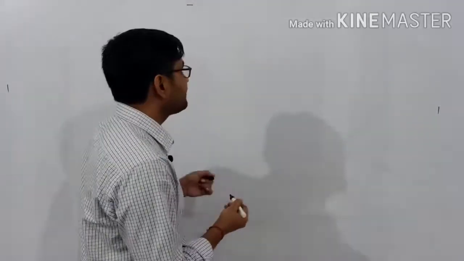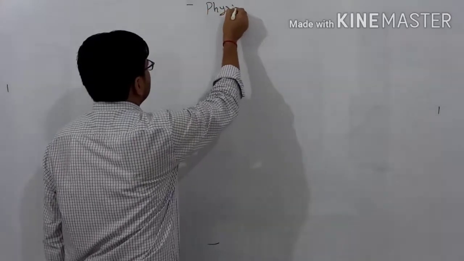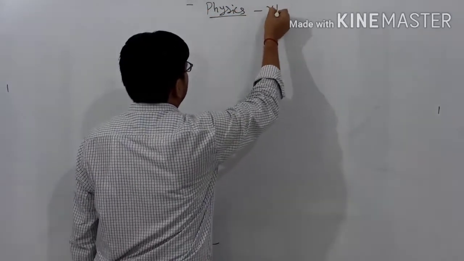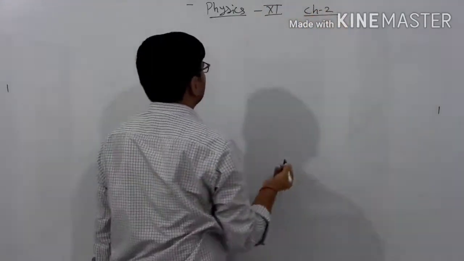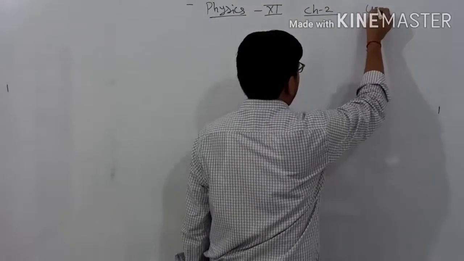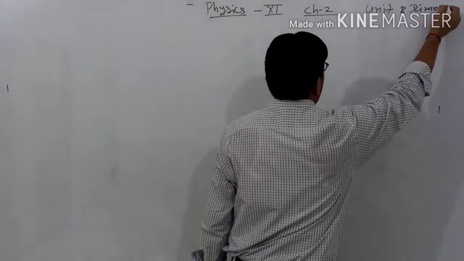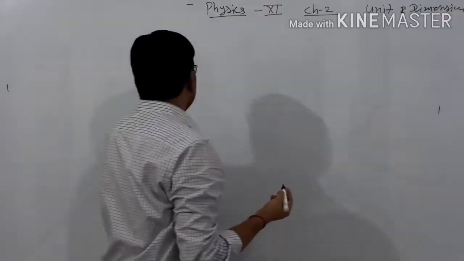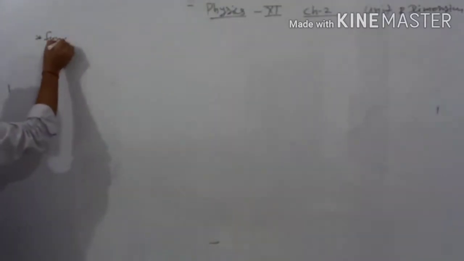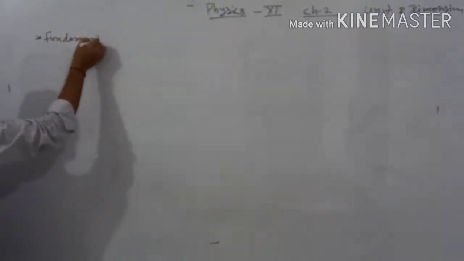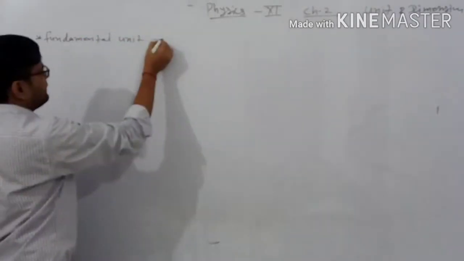In today's class, our physics class for class 11th, chapter number 2 is going on and the title is Unit and Dimension. In the last class we discussed the fundamental units. There are 7 fundamental units.